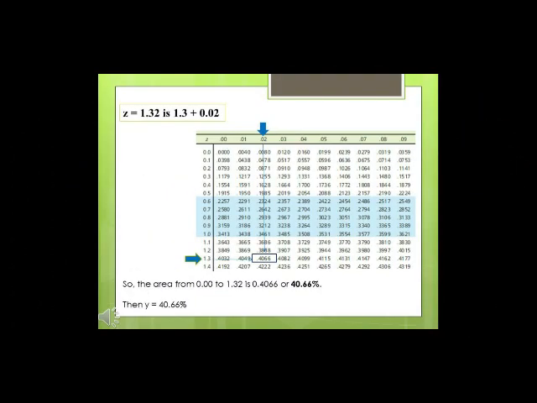Now let's have z equals 1.32. Let's split it into 1.3 and 0.02. As we can see in the illustration, the intersection of 1.3 and 0.02 on the normal distribution table is 0.4066. The number on the intersection tells us that the area from 0 to 1.32 is 40.66%. Hence, Y is equal to 40.66%.